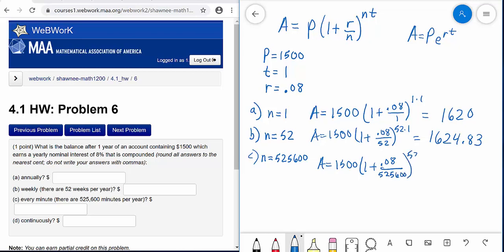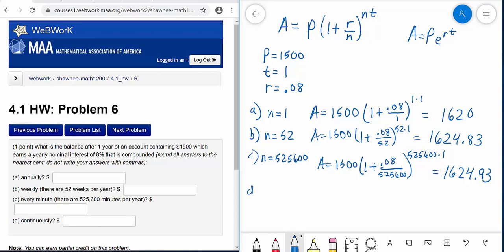raised to the 525,600 times 1. And even though we've used 100,000 times more compoundings per year, we're not going to get that much more interest. So when you evaluate this, you end up getting $1,624.93. So even though we had so many more compoundings, they only gained us 10 cents of interest.